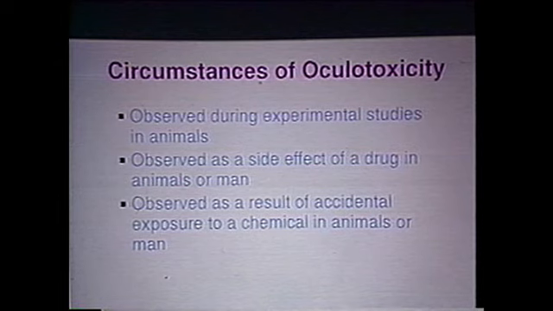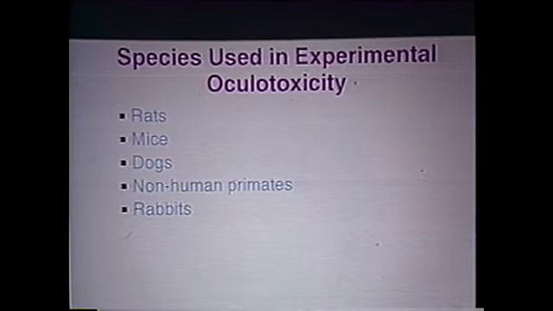We also encounter ocular toxicity as a result of side effects when a drug is on the market, this being either in animals or in man. And many of the quoted examples in the literature of ocular toxicity refer to this category. And of course, thirdly, we see ocular toxicity as a result of accidental exposure to chemicals, either in man or in animals, and this is usually as a result of direct exposure to the surface of the eye. The species that we use covers the full range: rats, mice, dogs, non-human primates and rabbits.